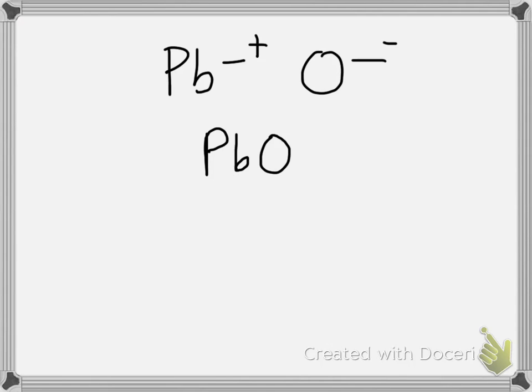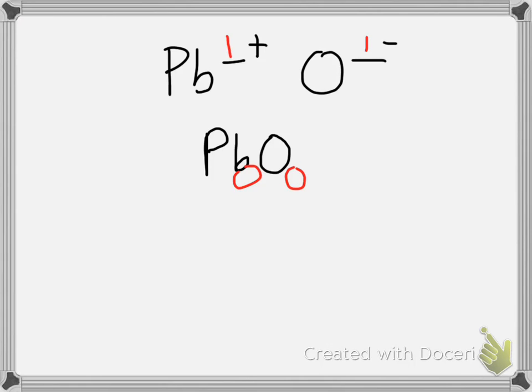What are my subscripts here? 1. Oops. Is that right? Anybody have an issue with that? I got a big old issue with that. Does the oxide ion typically have a negative 1 charge? No. What does it typically have? Negative 2. Yeah, 2 minus.